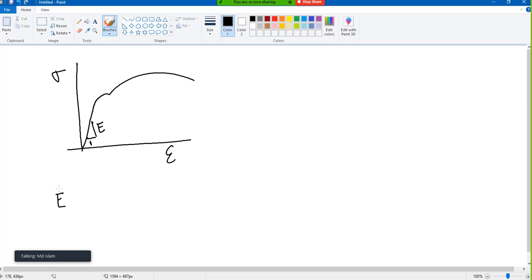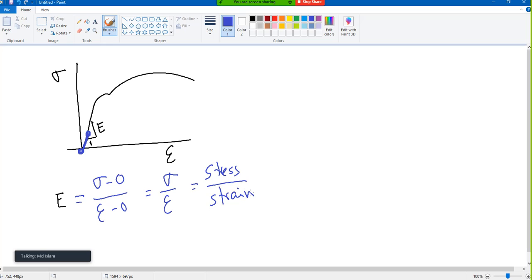That means if I consider only, okay, take another color. If I take the very initial portion, this is point number 2, this is point number 1, then what will happen? So sigma minus 0, epsilon minus 0, or sigma divided by epsilon. So stress by strain is called modulus of elasticity.